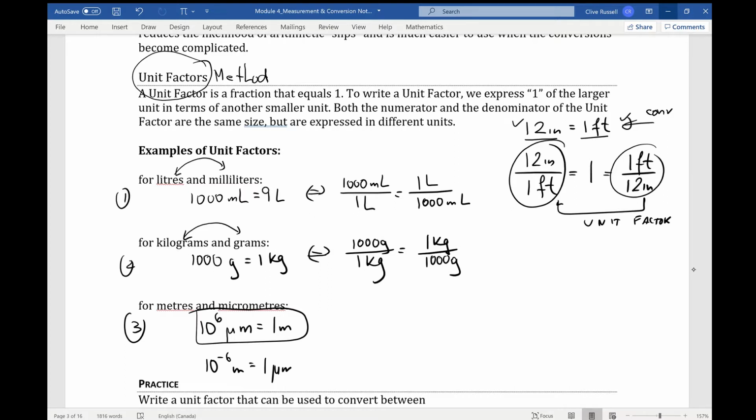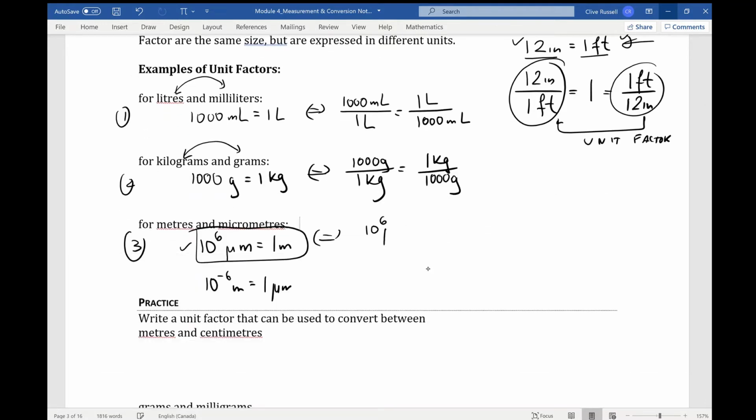So let's use this one. So we're going to have now 10 to the 6 micrometer over 1 meter is the same as 1 meter over 10 to the 6 micrometer. All right, so with that, we'll just move on to the unit factor method next.